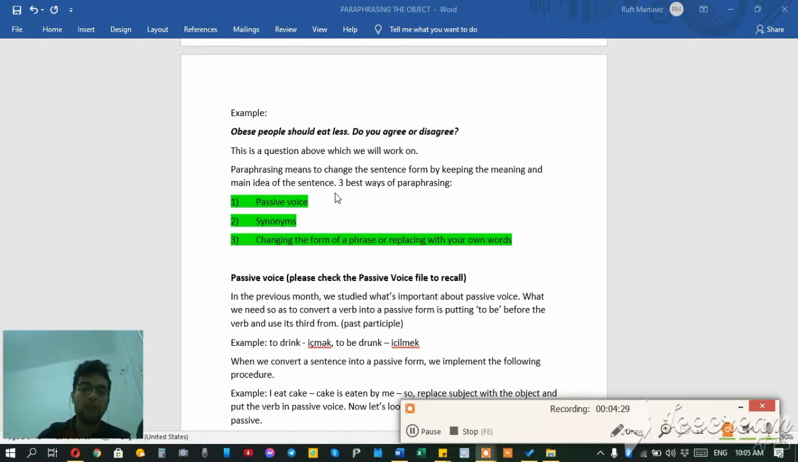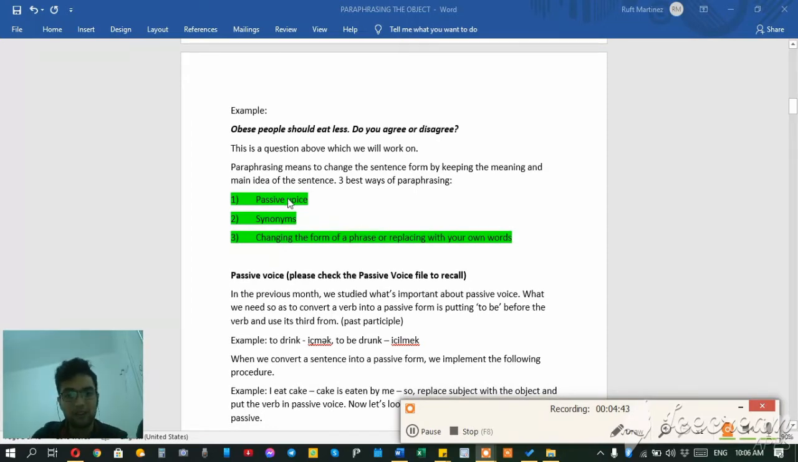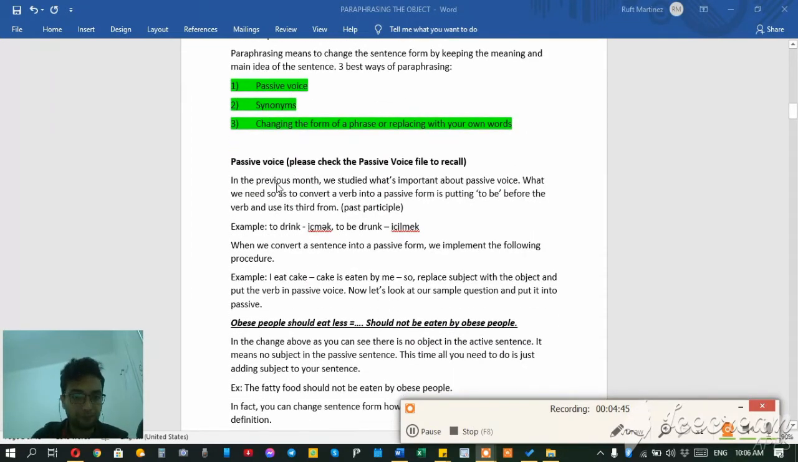Changing the form means changing the structure. In order to change the structure, first of all, you have to understand the question well. Second, you have to have good grammar to change the form of it. So let's check this out in detail one by one.